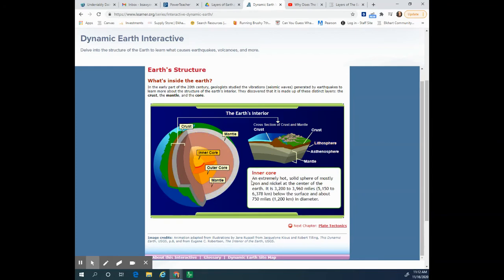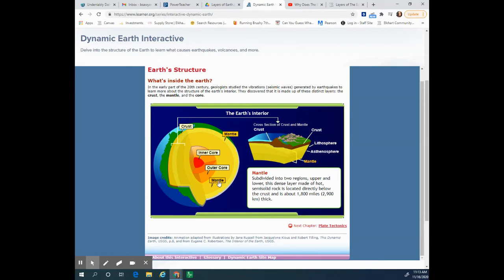The inner core is an extremely hot solid sphere of mostly iron and nickel at the center of the Earth. It is 3,200 to 3,960 miles below the surface and about 750 miles in diameter. Outer core. The outer core is the only liquid layer of the Earth. A sea of mostly iron and nickel, it is roughly 1,800 to 3,200 miles below the surface and about 1,400 miles thick.